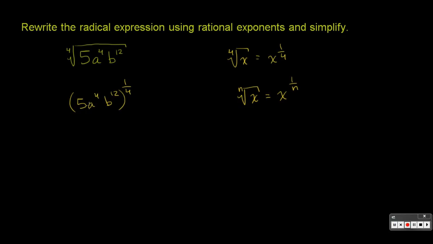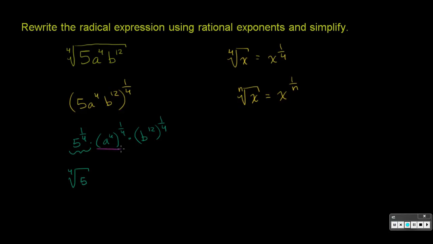And then we also know if we take the product of things and then raise them to some exponent, that's the same thing as raising each of the terms in the product to the exponent first, and then multiplying. So let's do that. This is the same thing as 5 to the 1/4 power, times a to the 4th to the 1/4 power, times b to the 12th to the 1/4 power. Now, 5 to the 1/4, I don't know what that is, so I'll just keep that as a root. Well, we could leave it as 5 to the 1/4, and that's not simplified, or we could just rewrite it again as the 4th root of 5.